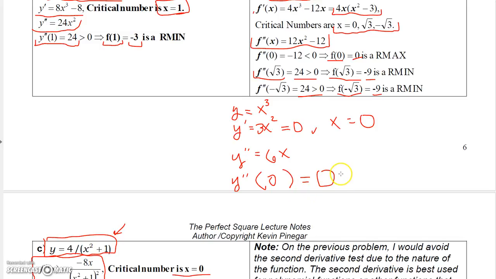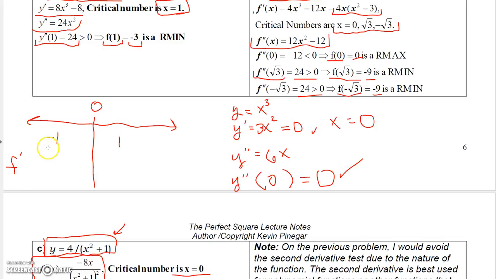So what that means is you have to go back to the first derivative test. So what would I do? Well, I would go back to the first derivative test. I'd say, okay, using the first derivative test, I'd break the number line at 0, the critical number, and then I would pick a number to the left of 0 and a number to the right of 0, and then I would evaluate the first derivative at that number.